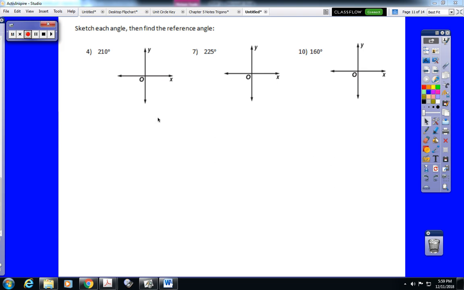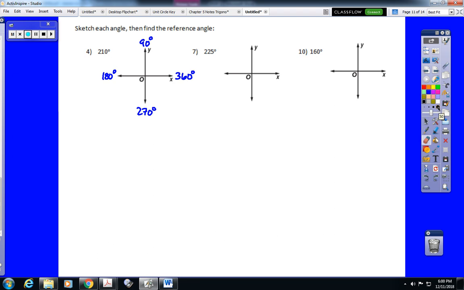Okay, here's the video for the second page of the review packet. Now the top section of this says sketch each angle, then find the reference angle. So what it wants us to do is draw a picture of this listed angle in standard position. So we just need to keep in mind that our quadrantal angles are 90, 180, 270, and 360, so that we know what quadrant our angle is supposed to end up in.